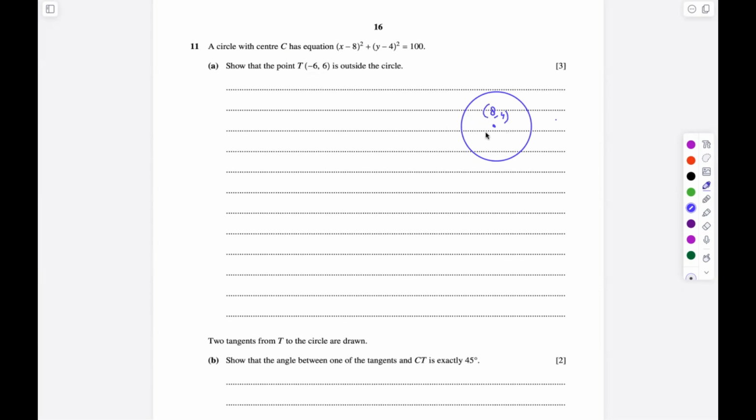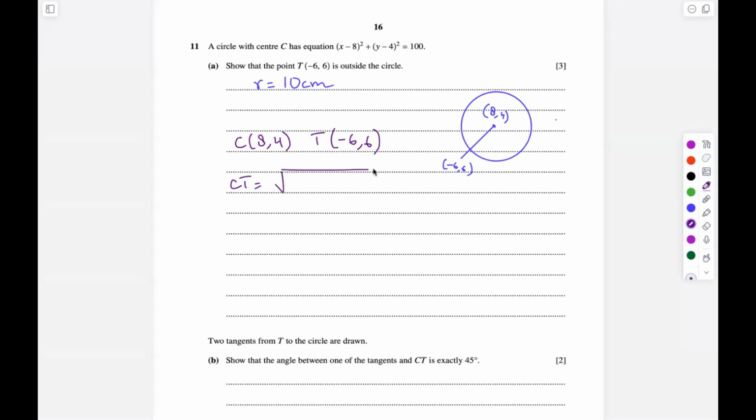To show that (minus 6, 6) is outside the circle, the distance between the point (minus 6, 6) and the center must be greater than the radius. And as we can see that r squared is 100, so the radius in this case will be equal to 10. Now, if the distance is greater than 10, it means that T will be outside the circle. So finding the distance CT, we know that the coordinates of the center are (8, 4), and T has coordinates (minus 6, 6).